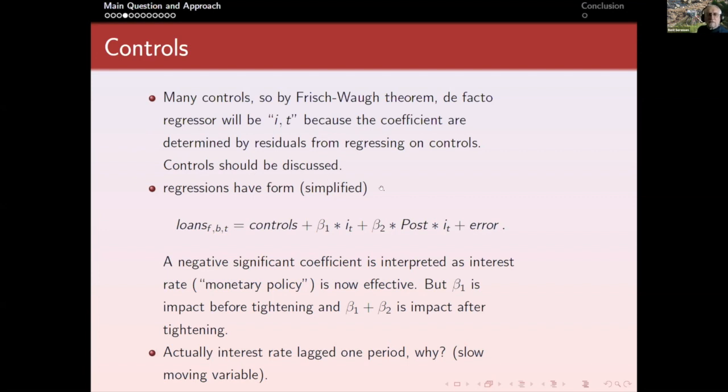So in any event, the core of the regression takes the form: the loans from firm, bank, and period t, some controls, a beta 1 times this interest rate and a beta 2 times this interest rate post, right? So efficiency of monetary policy means that when the interest rate goes up, the loans go down. The way that it's done here, we could do beta 1 times pre and beta 2 times post, but here the effect post is beta 1 plus beta 2.